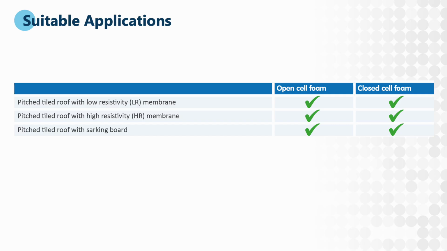In terms of domestic pitched roofs, spray foam can be used with low or high resistivity membranes or with sarking board. The paperwork supporting any application will indicate that the manufacturer has the relevant third-party certification.